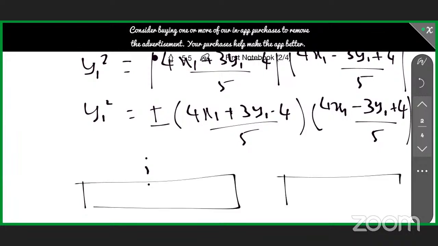You'll get two equations, case 1 and case 2. I'll give you 2 to 3 minutes. 2 minutes I'll give you. Simplify the equation and tell me the answer.